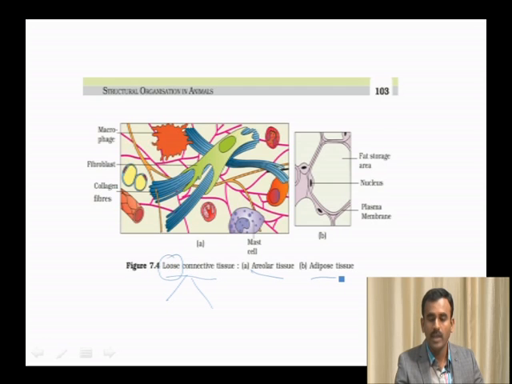The second one is adipose tissue, which is specialized for the storage of fat. Fat-filled cells are the adipose tissue, which is present just below the skin, which maintains the body temperature. It acts like a thermo-insulator to the body.